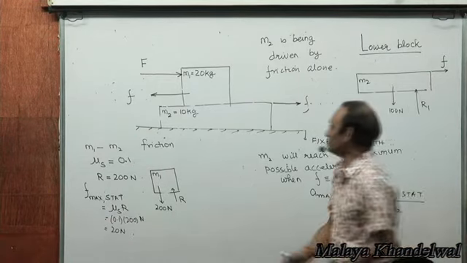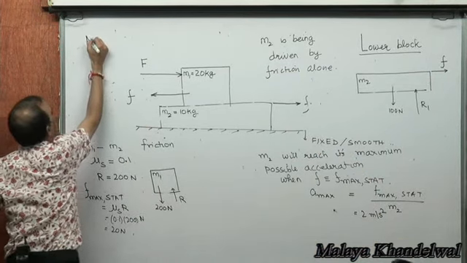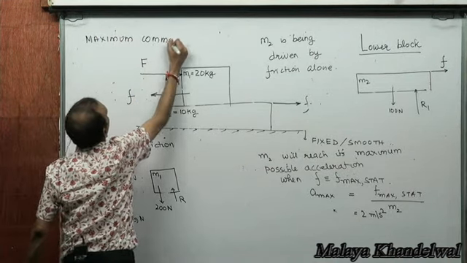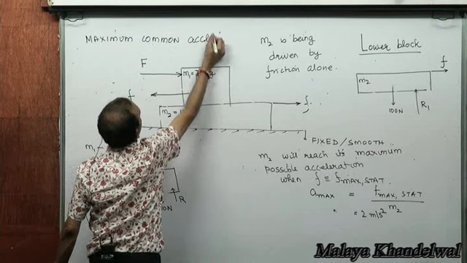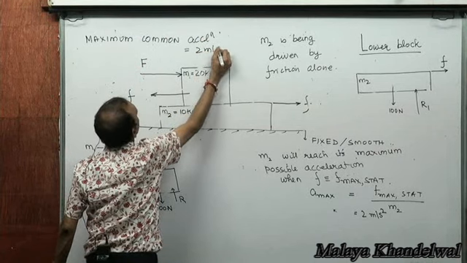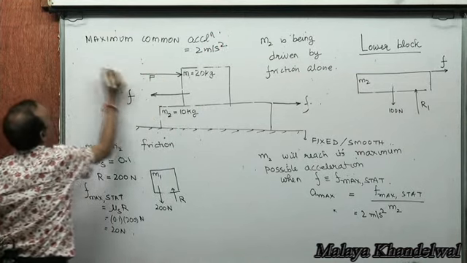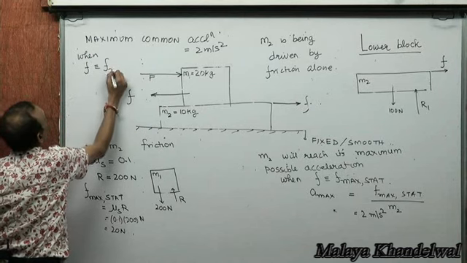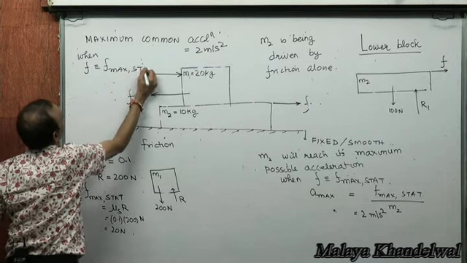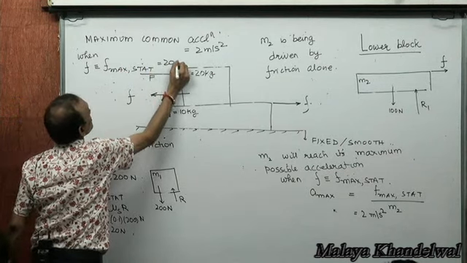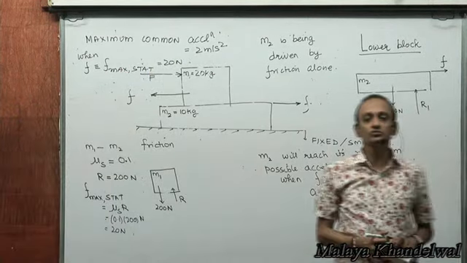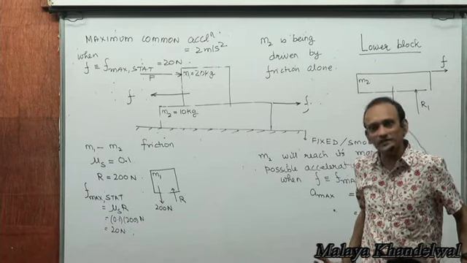Yes or no? So, the maximum common acceleration of the two blocks is 2 meters per second squared. And when does it happen? It happens when the frictional force between the two becomes equal to maximum static friction, in this case, 20 newtons. Yes or no? That's the maximum common acceleration of the two blocks.